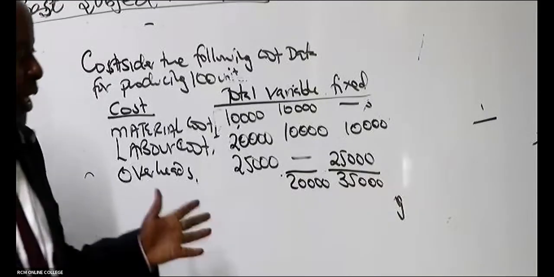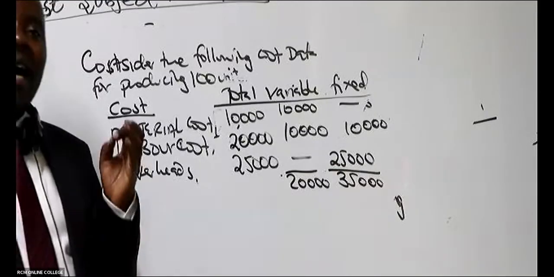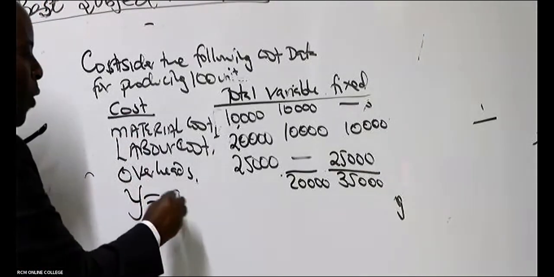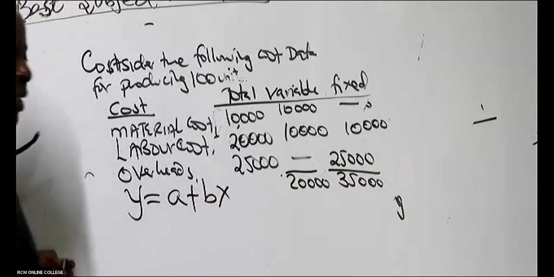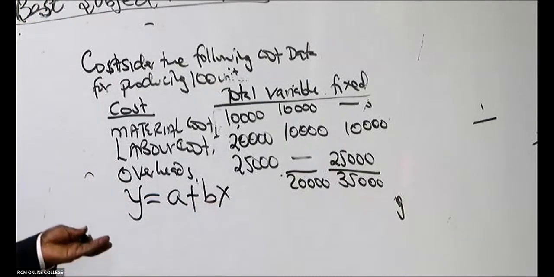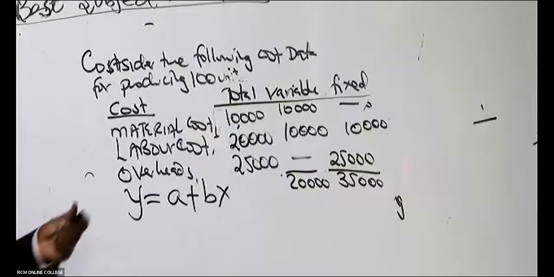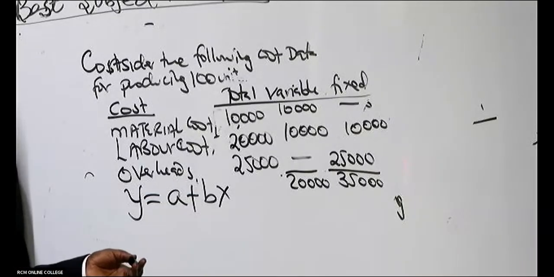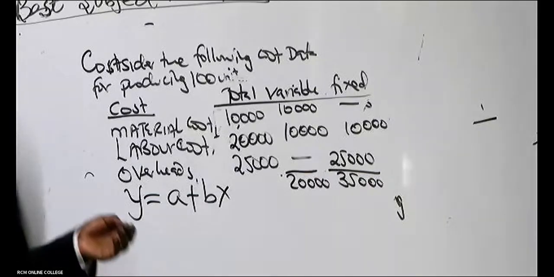Now, once you reach there, remember that the account analysis method is used to develop equations of this form: Y equals A plus BX. Where A will stand for which kind of cost? A will be the fixed cost, isn't it? So I don't have a problem with A. A is the fixed cost.